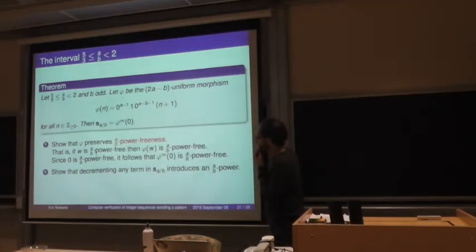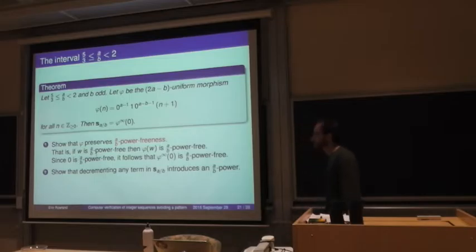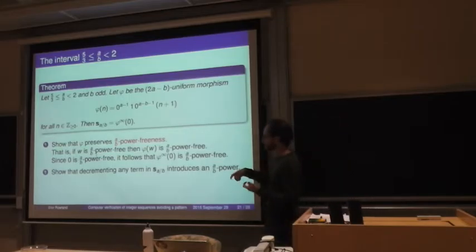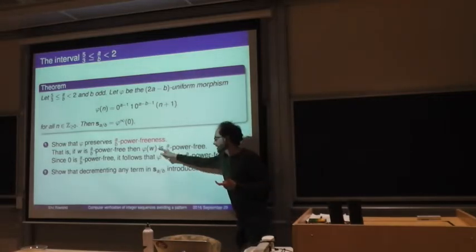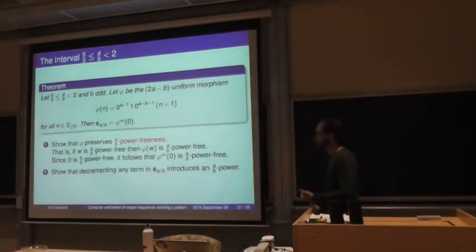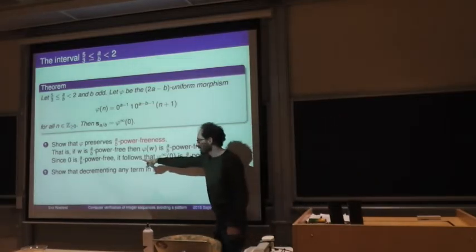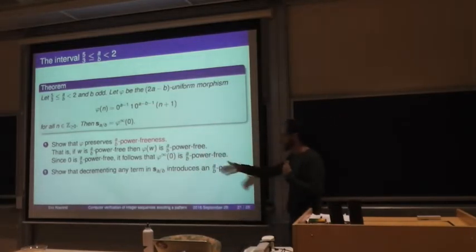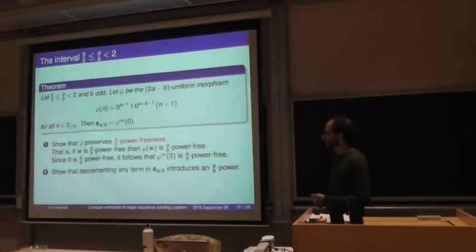So, again, to prove something like this, we have to show that the morphism preserves A over B power freeness, which means that if a word is A over B power free, then when you apply a morphism to it, you get another A over B power free word. And if you have that, then since 0 is A over B power free, it follows that the infinite word is A over B power free. But that's just one step, because then you also have to show that the sequence is lexicographically at least.